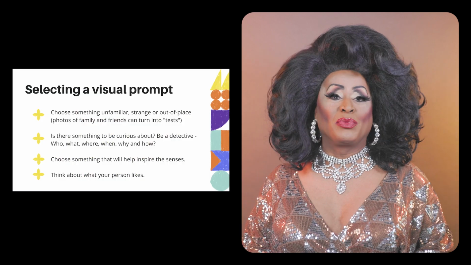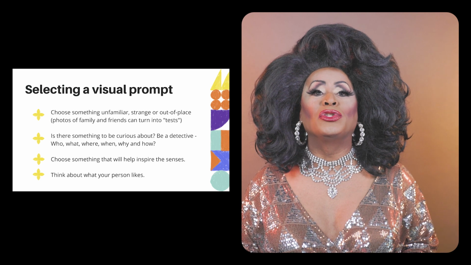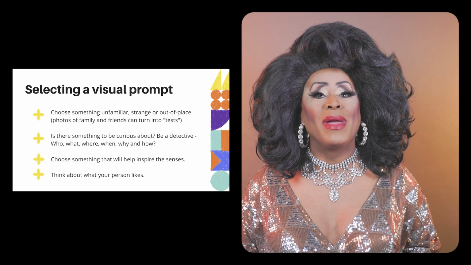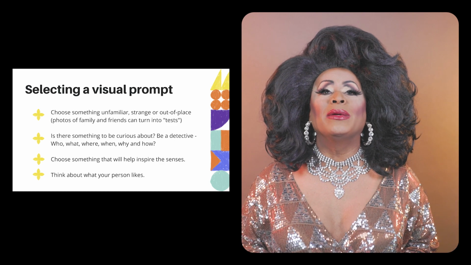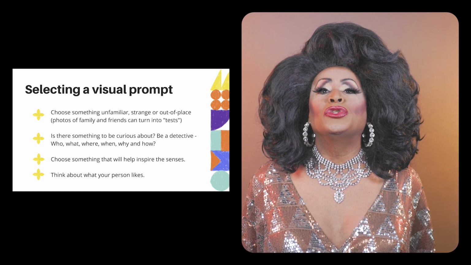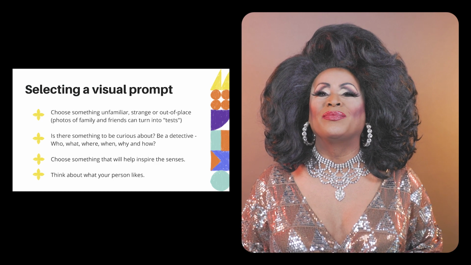One tip: when you try to do this process with family photos and things someone should know, it could turn into a memory test. This in turn might make them shut down. Select something new to you and the person you're caring for.